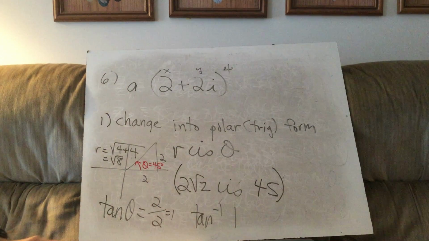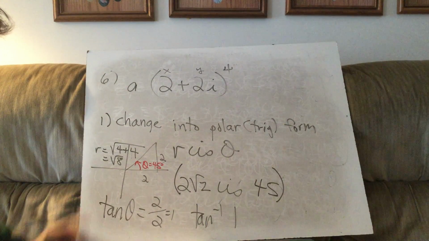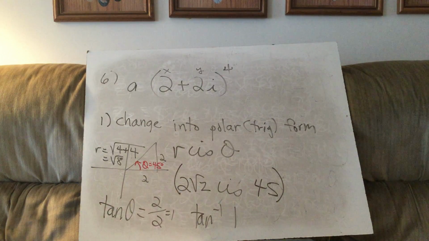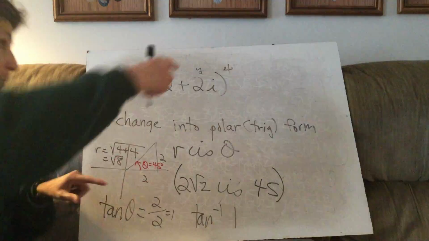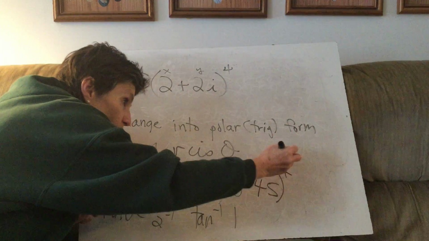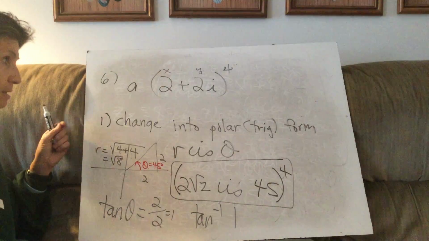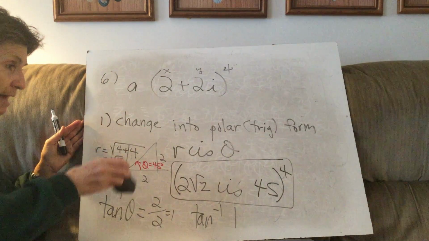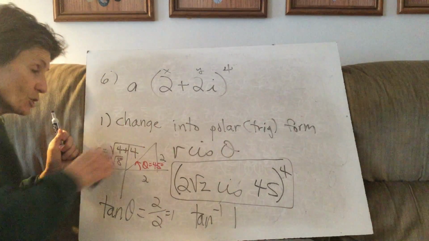So step 1 is do what we did back in an earlier section. What was that, section 2? Yes. Back in section 2 today, one of the first things we did was we changed that number into polar form. So now here it is, right here. But we still need to raise it to the 4th power. Okay? So now I have that number, step 1, change it into polar form.